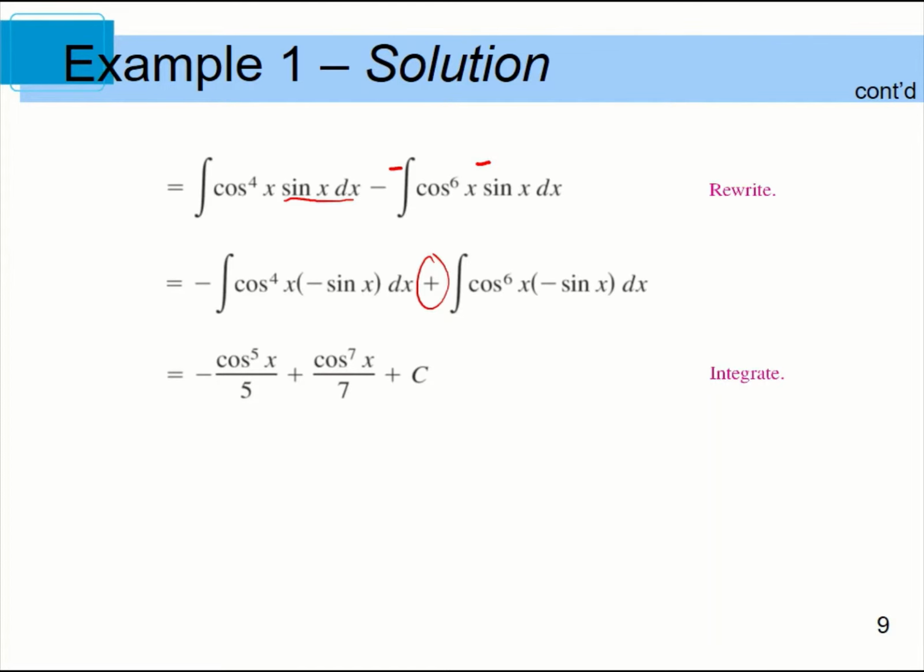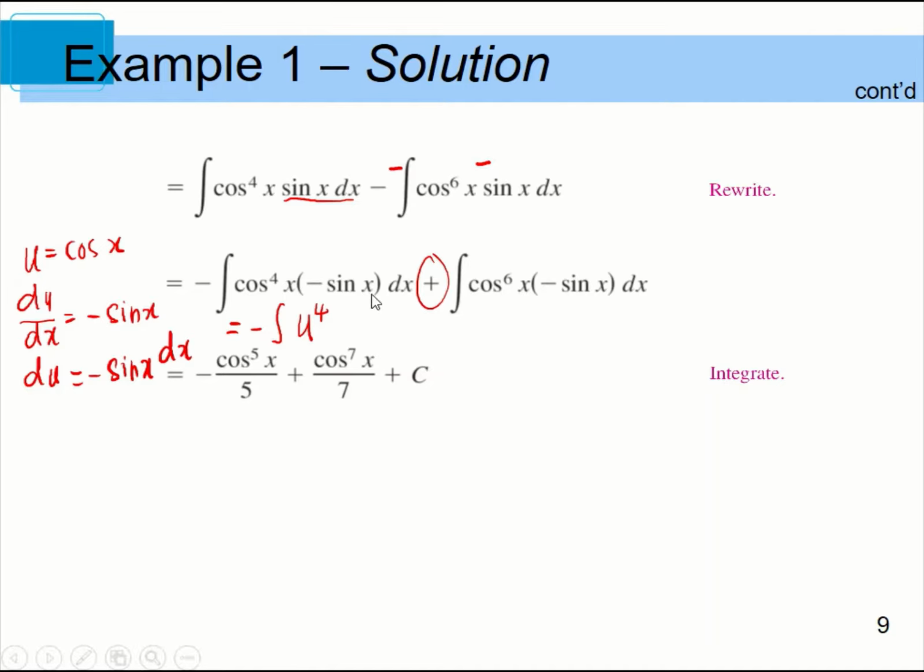If we are using the substitution method, this means that we let u be cos x, and du dx is negative sine x, and the du will be negative sine x dx. By substituting this into here, now we have a negative integration of u to the power of 4, and the negative sine x dx here is du. So we are going to replace this with du. Then after we integrate, we get 4 plus 1, 5, divided by 5, and we change the u back to cos x. So this is the integration using the substitution method.